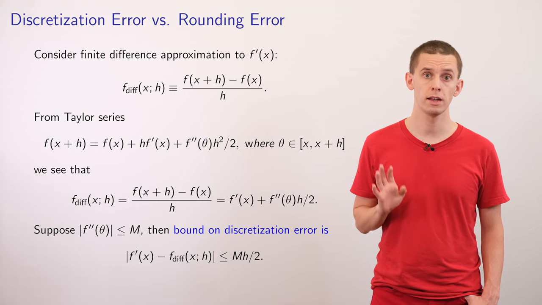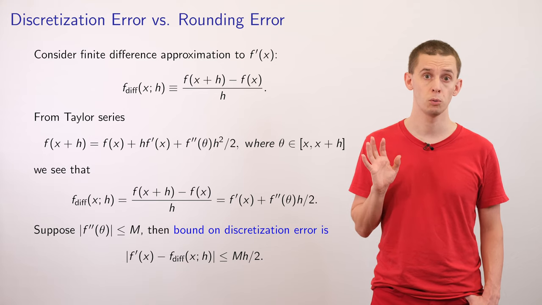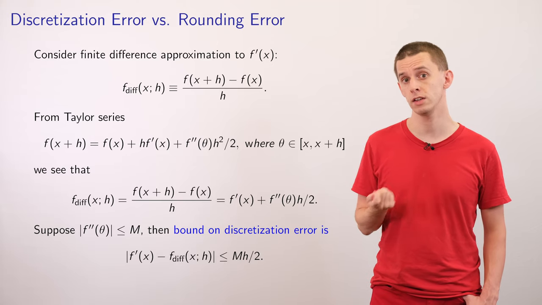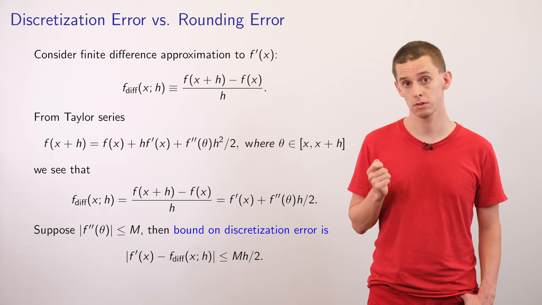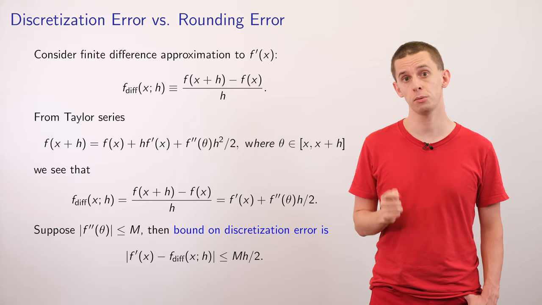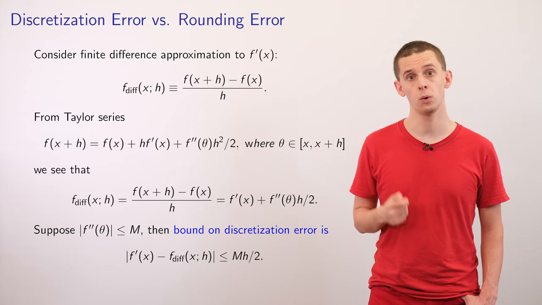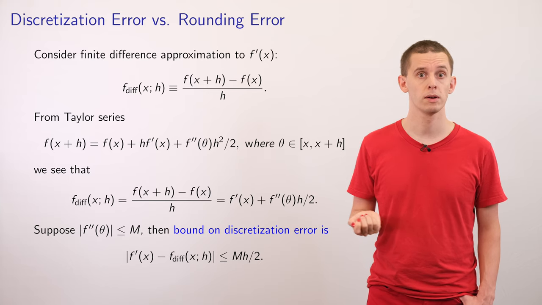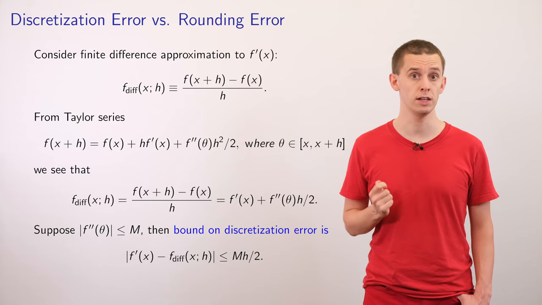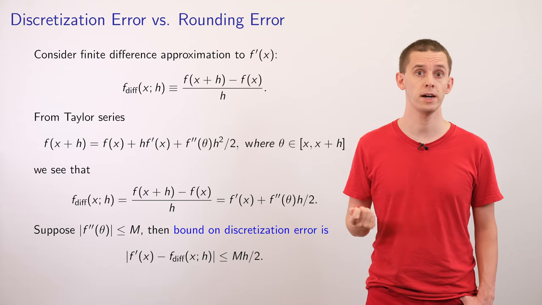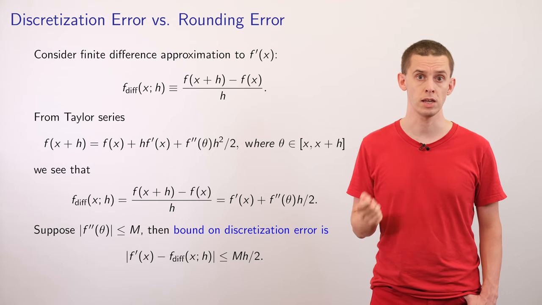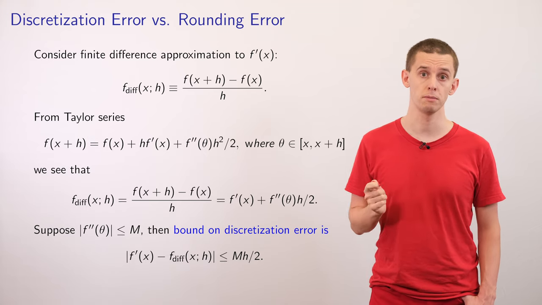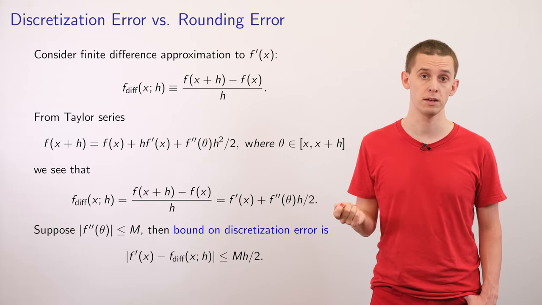So from here, let's look at the Taylor series approximation with remainder. Here, we can evaluate that f of x plus h is equal to f of x plus h f prime of x plus f double prime of theta h squared over 2, where theta is some value between x and x plus h. Now, let's substitute that Taylor series expression into our numerical derivative. We find that our numerical derivative, f diff, is equal to the true mathematical derivative, f prime, but with a small correction equal to f double prime of theta h over 2.